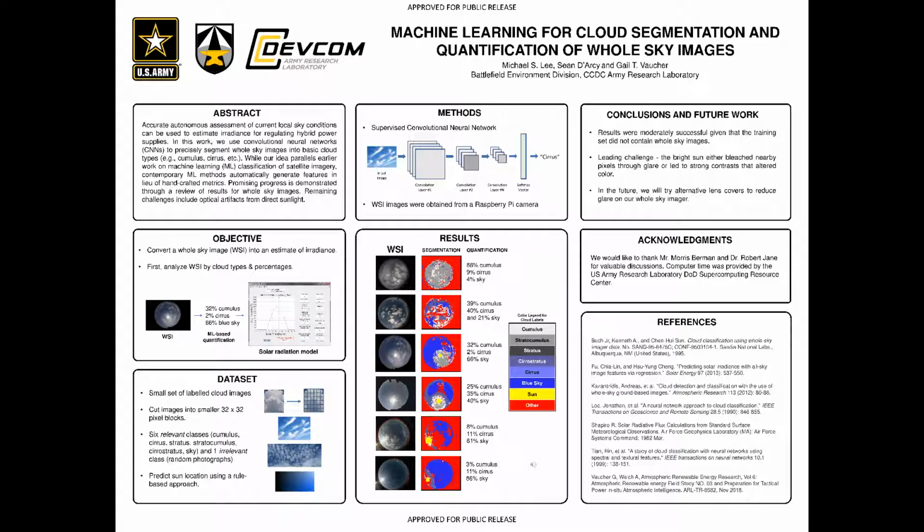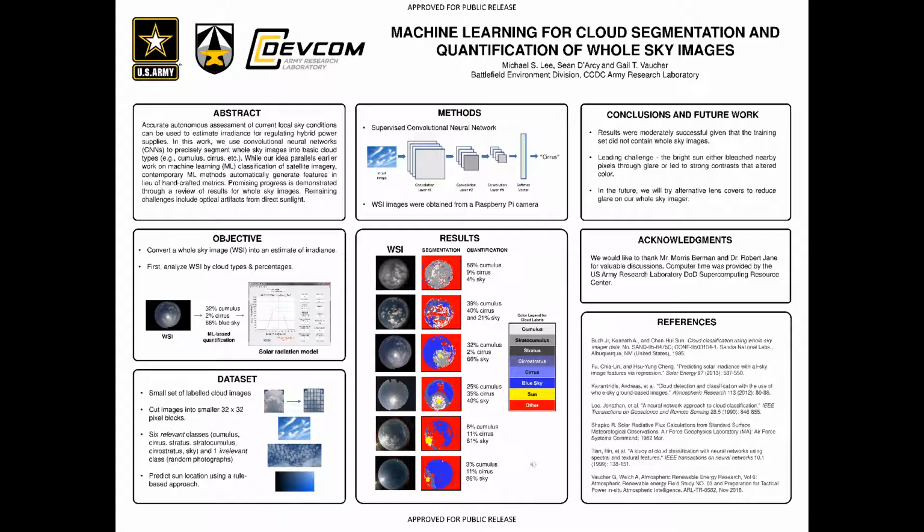The method that we use for machine learning is the typical supervised convolutional neural network, which involves multiple layers of convolutional kernels that are then downsampled until we reach a small space that is then softmaxed to yield a label prediction. The whole sky images were obtained from a Raspberry Pi camera.